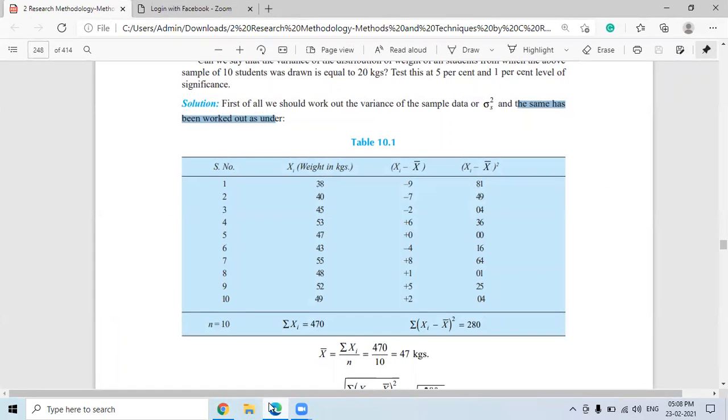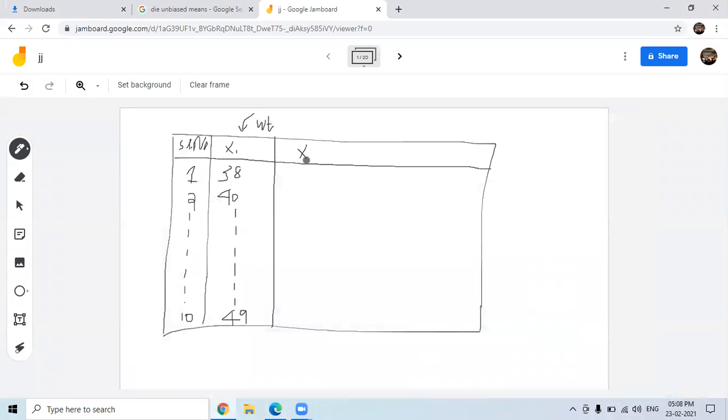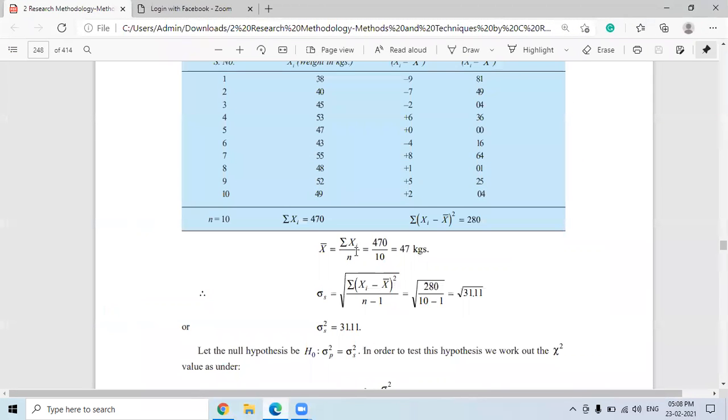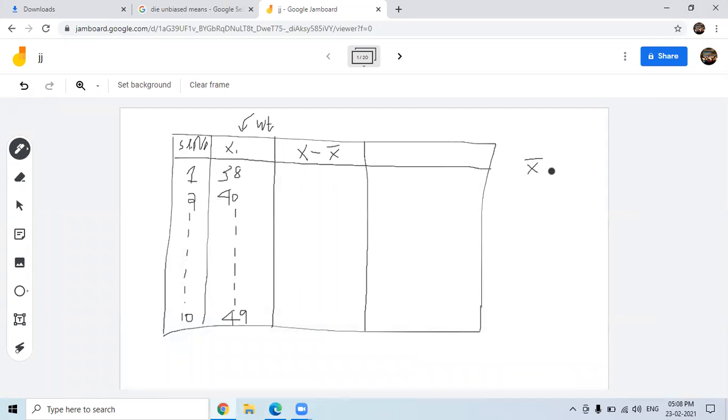Then you have to find x minus x bar, that is the deviation from mean. So what is x bar? You have to calculate x bar. This is the equation: x bar is equal to sigma xi divided by n. Sigma xi means you have to add all these.